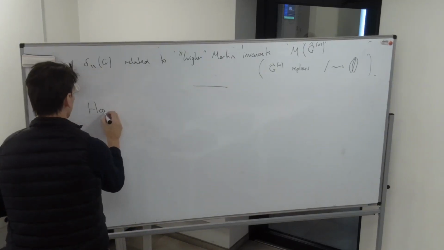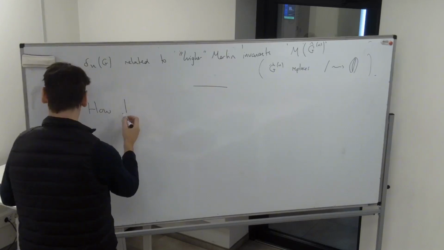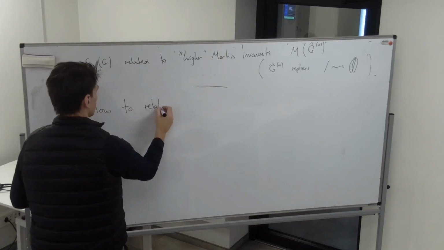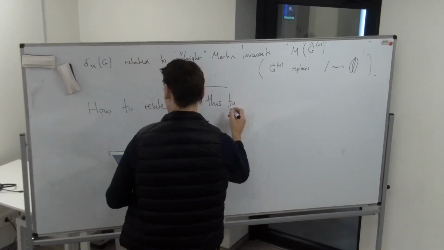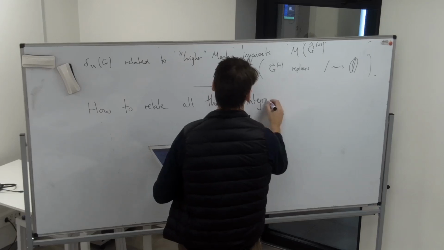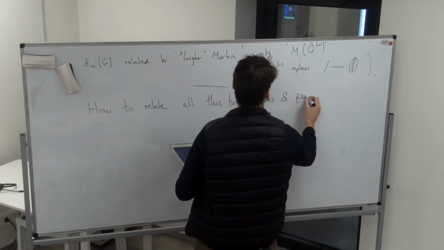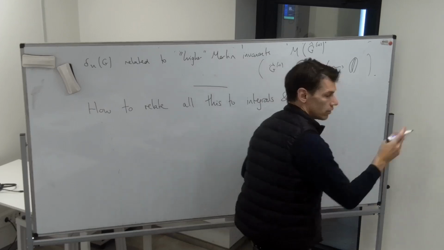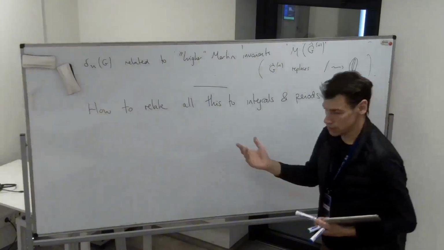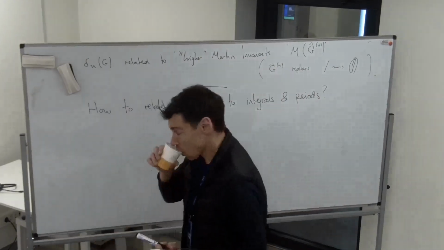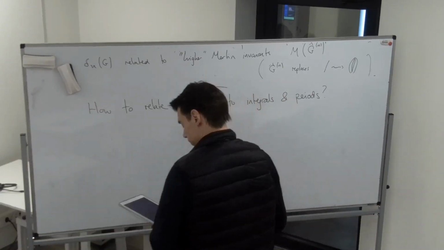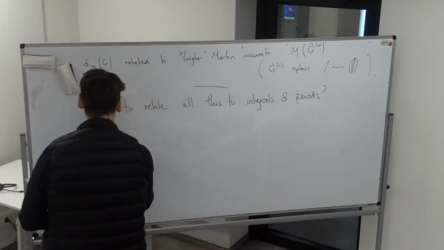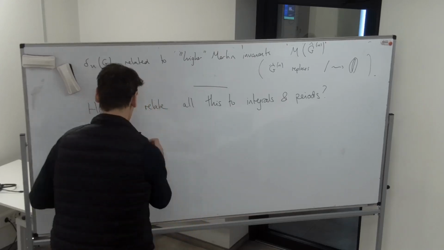So the next question is, how do we get back to periods and the things I discussed in the first lecture? How to relate all this to integrals and periods? Because all this is very combinatorial, and we don't see any real numbers. Okay, so the first step is to go back to this diagonal and interpret it as an integral.